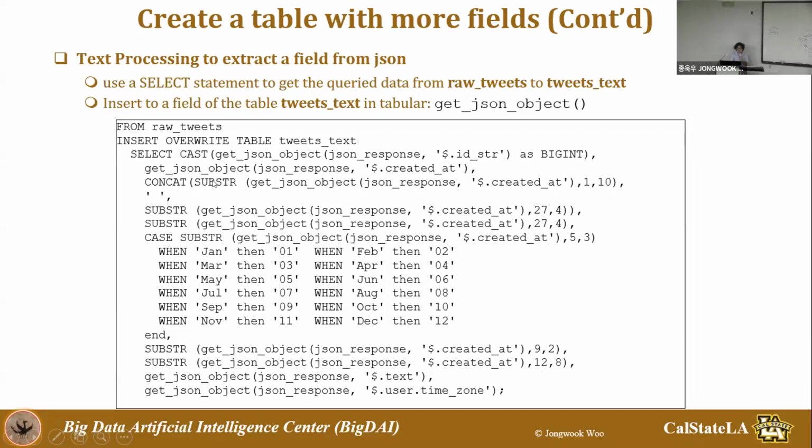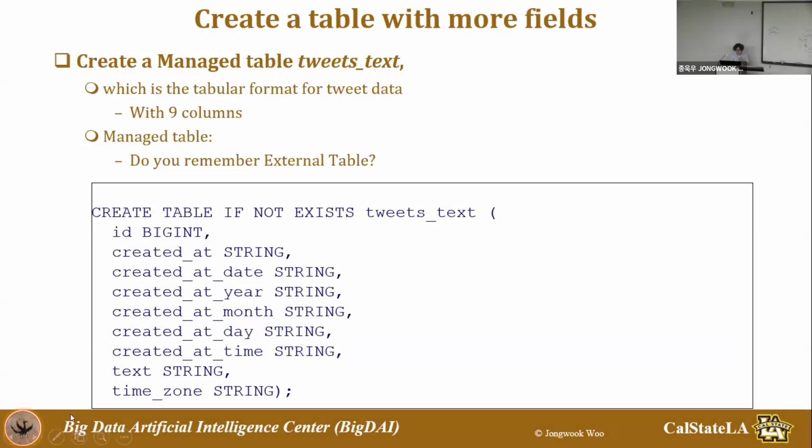And then the first substring is to read created at, from 1 to 10. So from the first character, the remaining 10 characters should be the first substring. Okay? So that is actually for the third column, date.